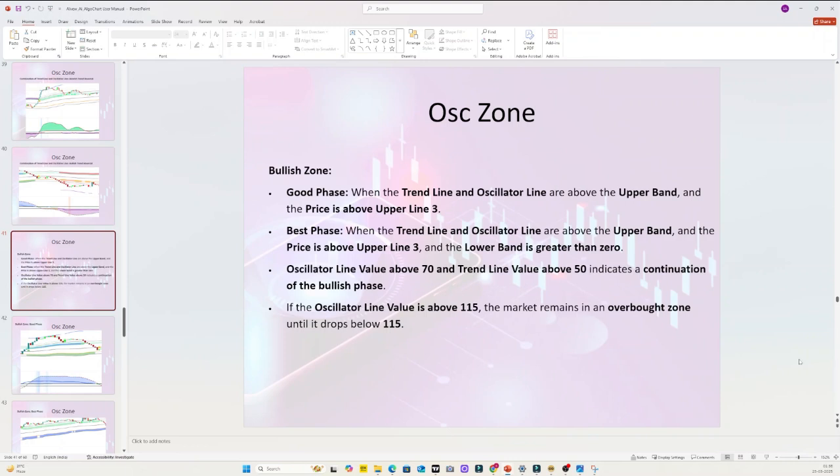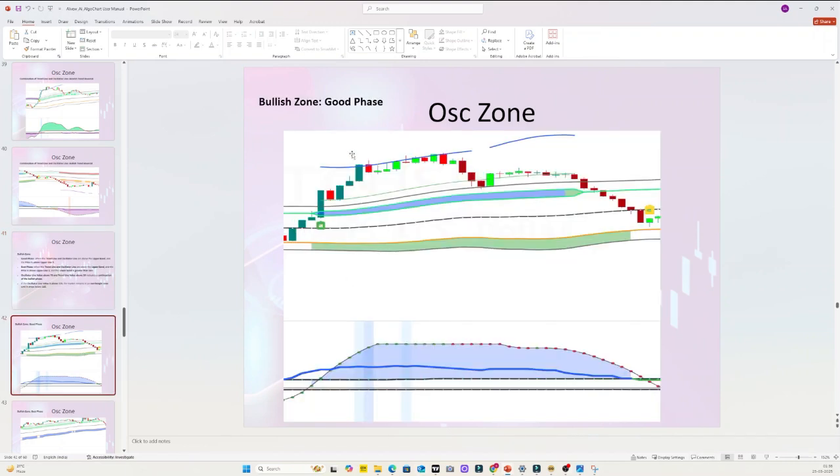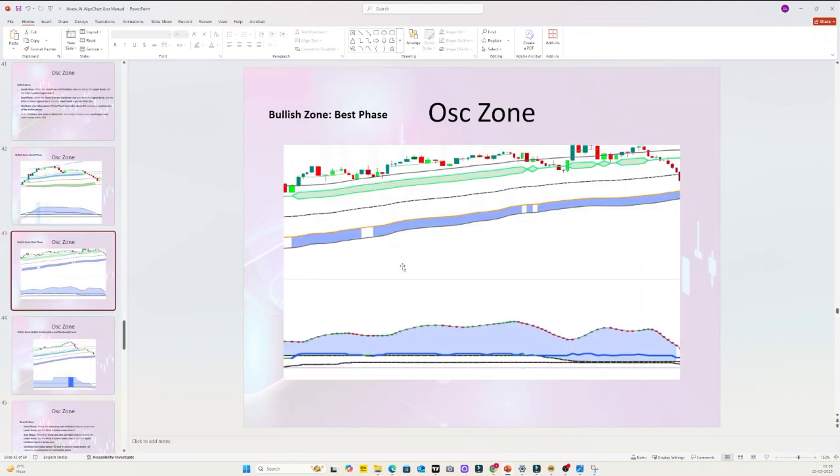Next is very important: if the oscillator line value is above 115, the market remains in the overbought zone until it drops below 115. So a value of 115 also represents that the market is in an overbought phase. Coming to the next slide, we will see a bullish phase, a good phase example, and then here the best phase, where the upper band also goes above the zero line.